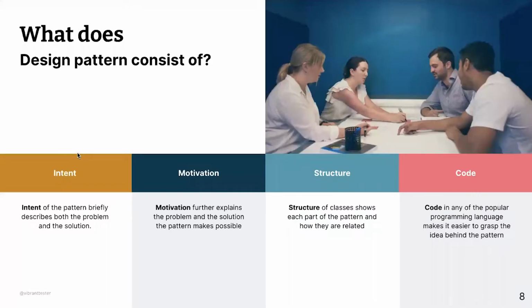So what does a design pattern consist of? A pattern has an intent. What is your problem, and what is the solution you would like to get out of it? What are the different possible approaches and solutions you can use to make it possible? That's where your motivation comes in. Structure: how would you structure your classes? How would you structure your interfaces when you're talking about design patterns?